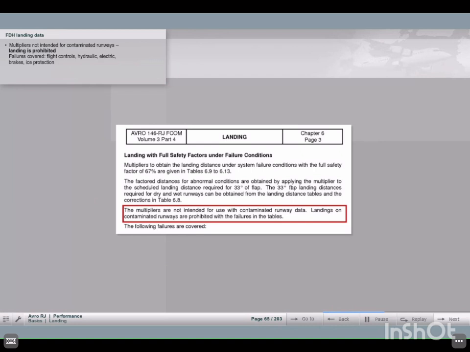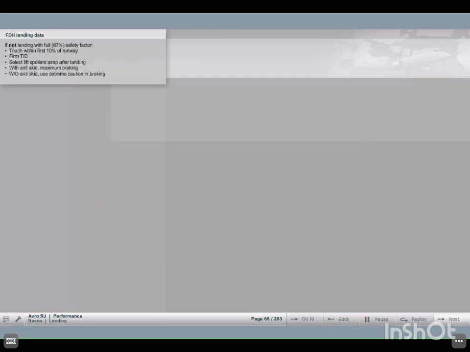The following failures are covered: flight control system failures, hydraulic system failures including flight control failures, electrical system failures including flight control failures, brake system failures, and ice protection system failures.